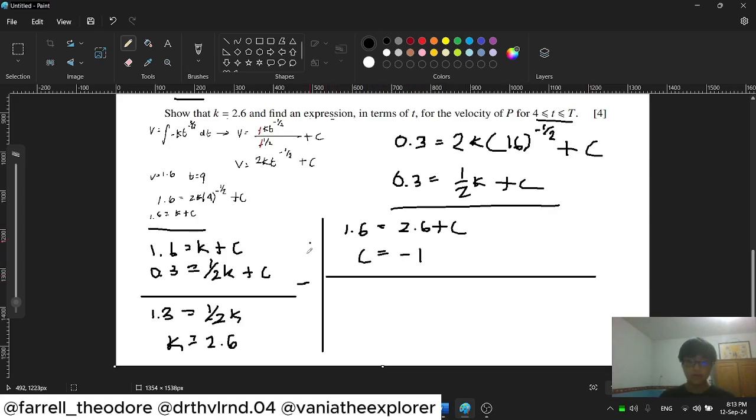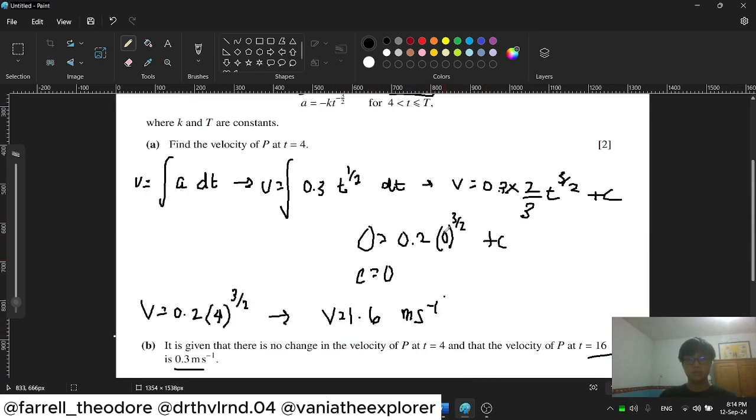After that, we can put everything back into the equation. V is equal to 2 times 2.6 t to the power of negative 1 over 2 minus 1, which is v equal to 5.2 t to the power of negative half minus 1. And that is B complete.